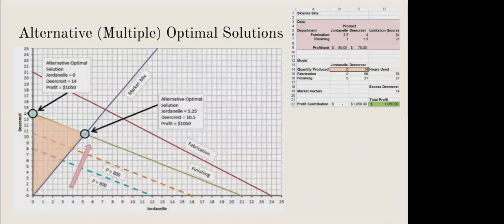Though this graph looks similar, it shows a scenario with a different set of constraints than the previous example. In this scenario, the profit line and the finishing constraint line share the same slope, resulting in many possible solutions with the same optimal result. In this situation, all points on the line segment between the 2 highlighted points yield the same optimal result of $1,000 profit.